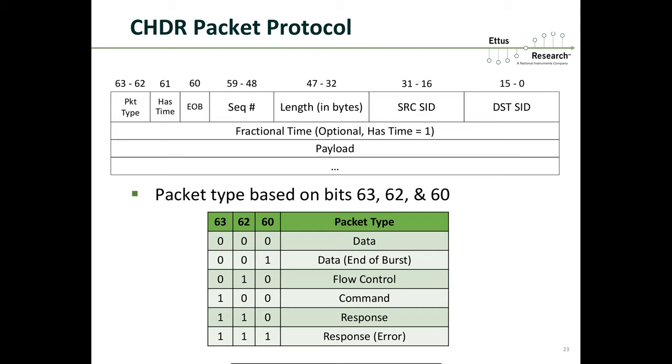After that, there's a 12-bit sequence number, then a 16-bit packet length in bytes. That length includes the header as well. And then there are two stream IDs called the source and destination stream IDs.